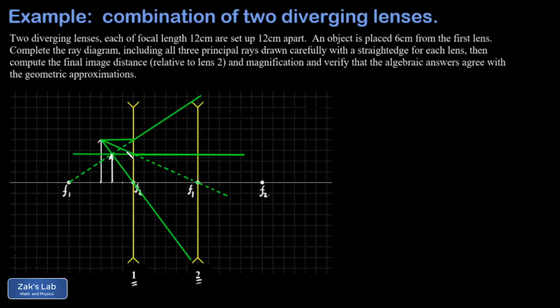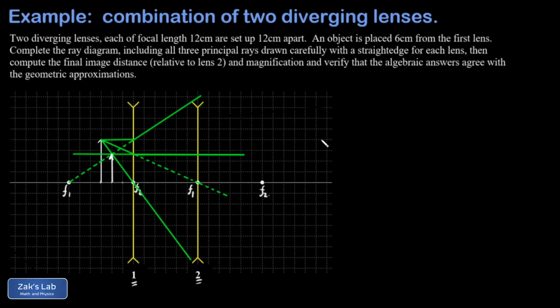Now because this lands to the left of lens number 2, we can go ahead and just process that first image as if it is the object for lens number 2. There's another case you have to be careful of, where if the first image lands on the opposite side of the second lens, you can't treat that first image as the object for the second lens. And I'll post a link to the video where this case is covered. It's called the virtual object case. Well, fortunately, we don't have to deal with that here.